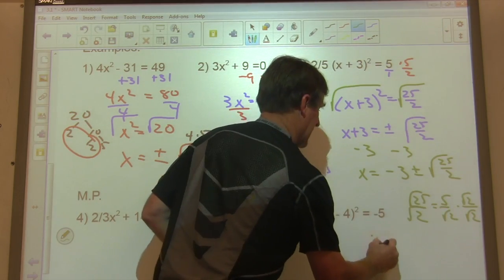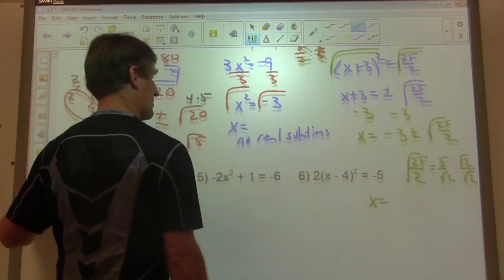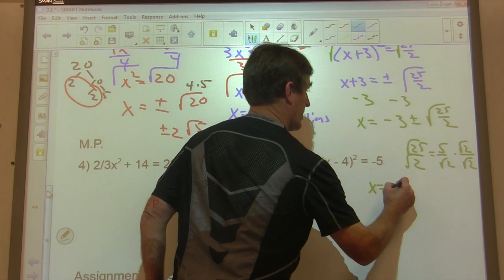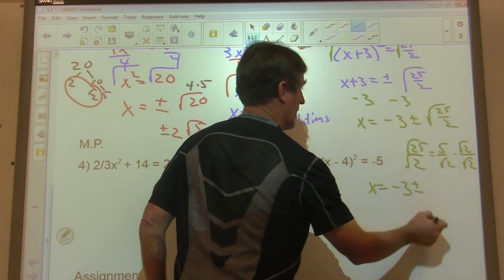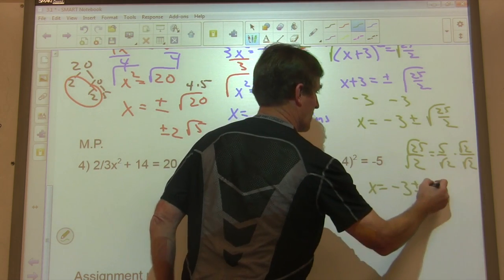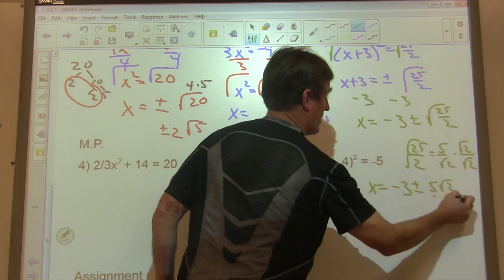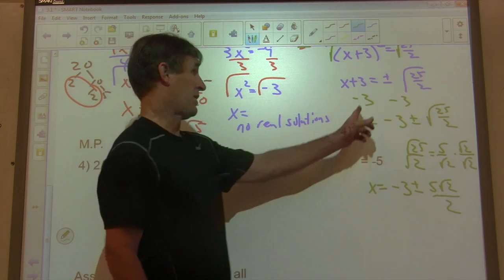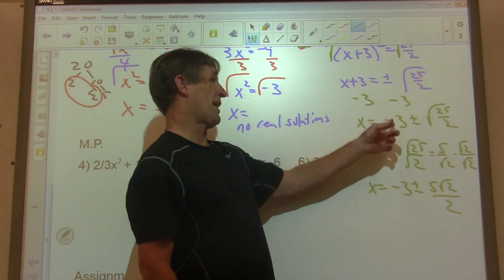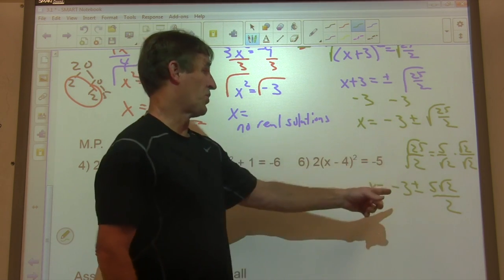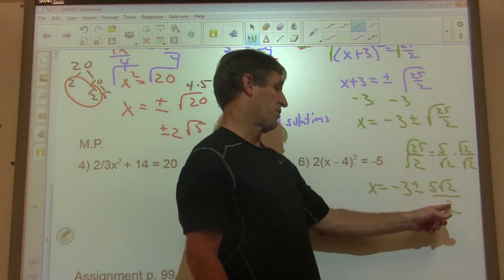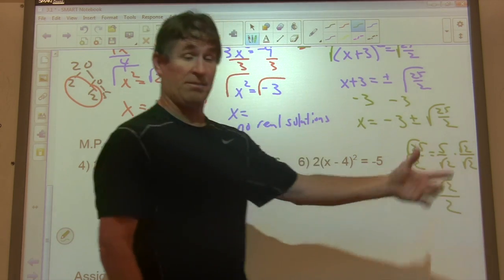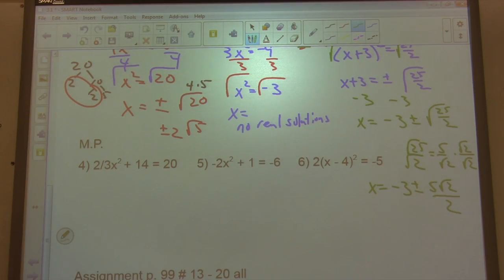So I end up getting x equals negative 3 plus or minus 5 times the square root of 2, and square root of 2 times the square root of 2 is 2. Now this minus 3, it doesn't make any difference. I normally put it in front, but you could put plus or minus 5 square root of 2 over 2, and then put minus 3. It really doesn't make any difference.